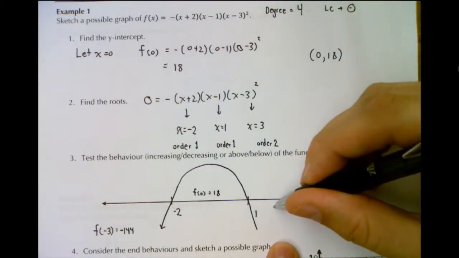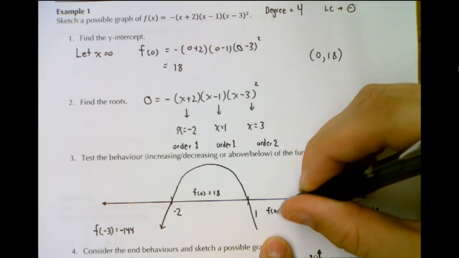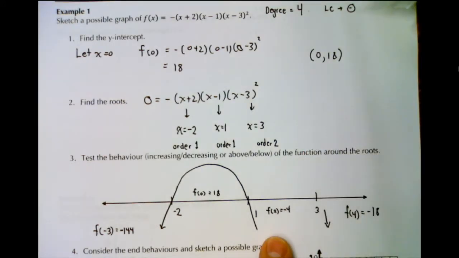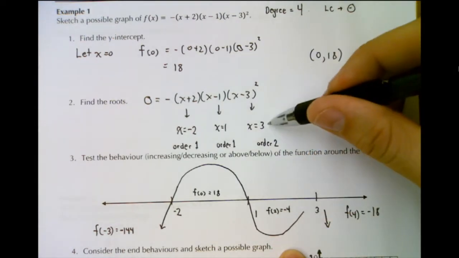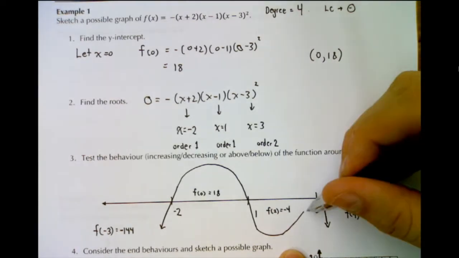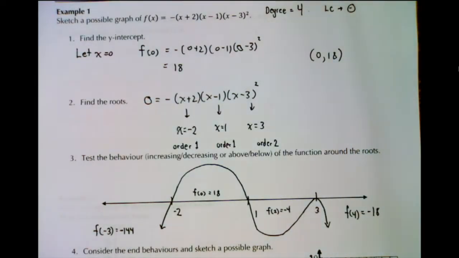So if I plug in a number between 1 and 3, I should get a negative number. And if I plug in 2, I get negative 4, so I am negative. And we're going to go up to 3. The 0 at 3 is of order 2, so it's going to behave like a parabola, so it's going to touch and bounce back down. So that's the general shape of our function.